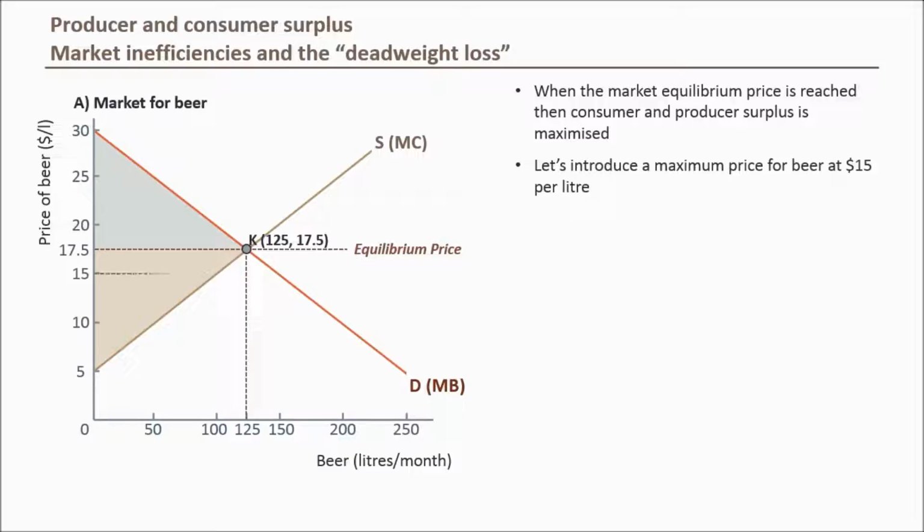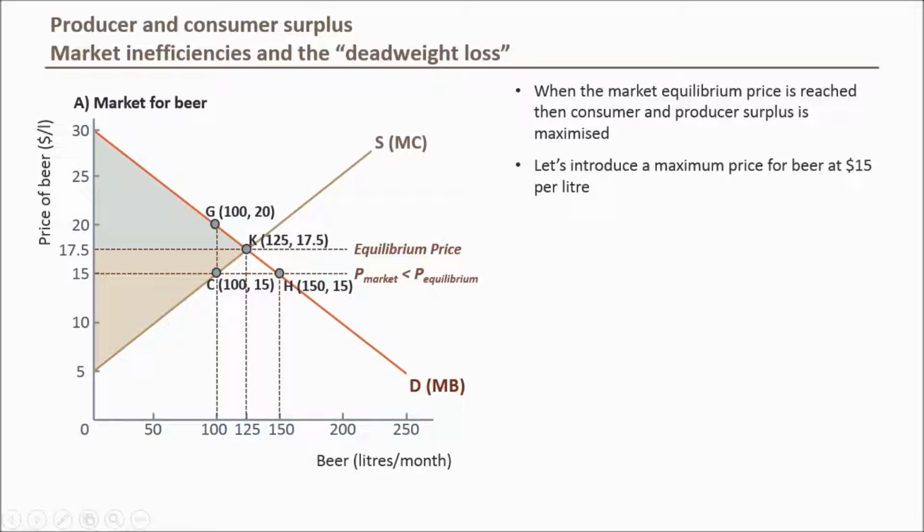If we now introduce the maximum price level policy in our market for beer, we can see in Figure A that $15 per litre is less than the equilibrium price of $17.50 per litre. By looking at the new quantity supplied and the quantity demanded values off our curves, we can see that producers in the market will now only supply 100 litres of beer per month, while consumers will now demand 150 litres of beer per month. You can see these new quantity values by looking at points C and H in Figure A.